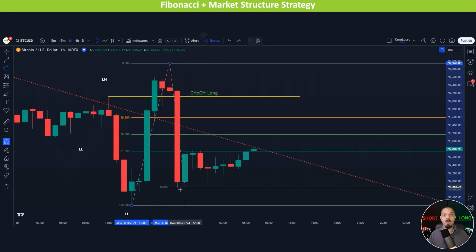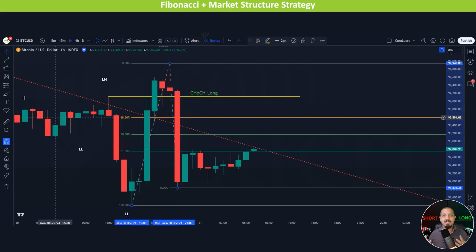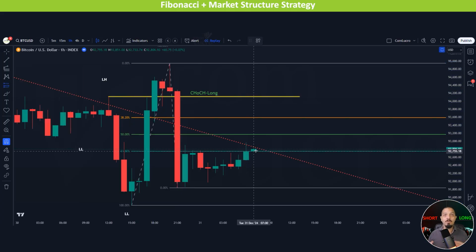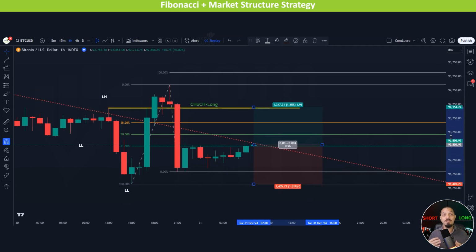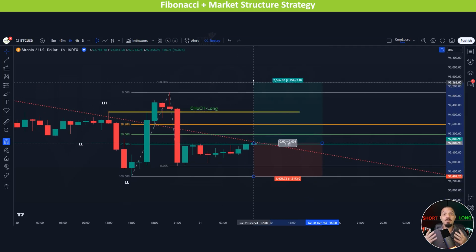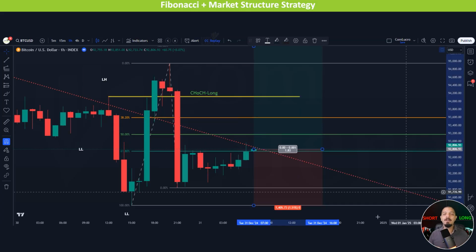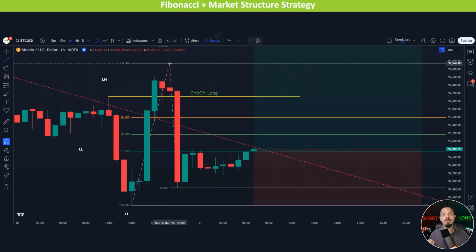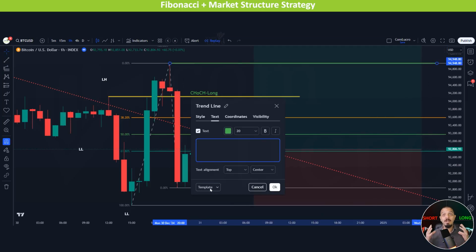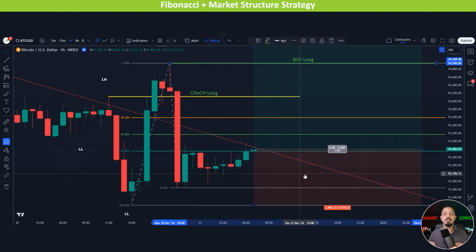To determine the target, we'll use the Fibonacci extension tool. Drawing it is simple. Connect the low to the high of the move and place the third point at the retracement level. This will reveal key extension levels, helping us identify the ideal target zones. For this strategy, the stop loss will be set at the 100% retracement level, providing a clear point for risk management. And the target will be the 100% level of the Fibonacci extension, offering a precise goal for the trade.